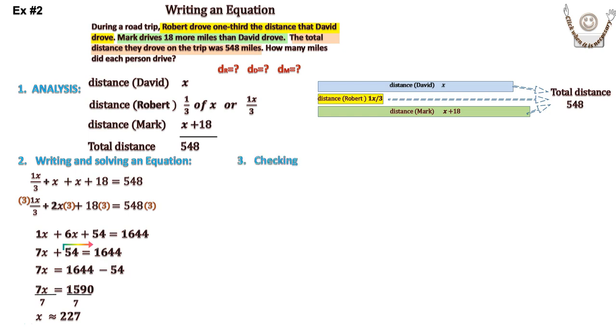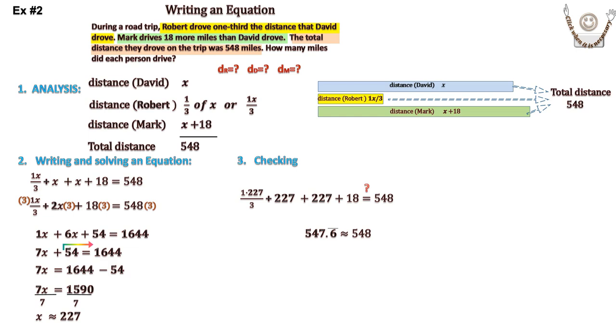Now checking. We have to replace all x's in our original equation by 227 and check, is the left side equal to the right side or not. Yes, it's practically equal, because we had to round the value for x, so our answer is not exact.